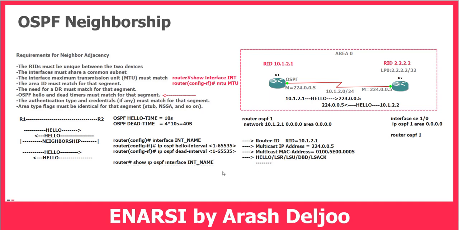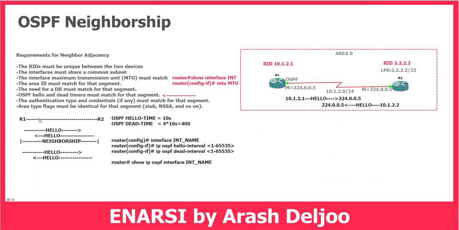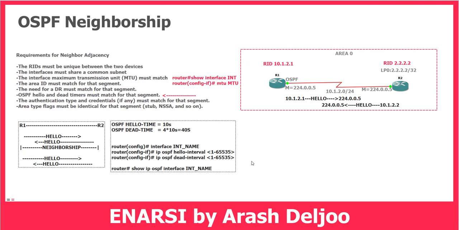But let me say that one of the neighborship conditions in OSPF is configuring the same hello interval and dead interval on both sides. You know that in EIGRP we don't have this requirement, but in OSPF we have this requirement. Maybe you think why in EIGRP we don't have this requirement, but in OSPF we should configure the same hello interval and dead interval on both sides, because here we have different interpretation.